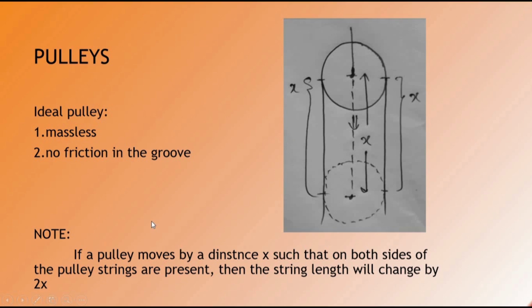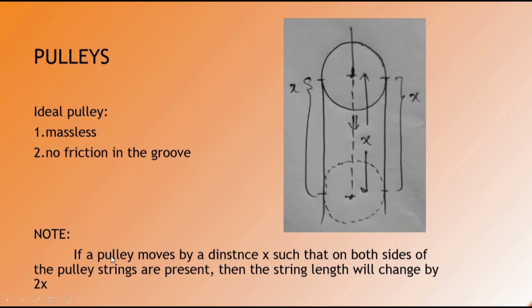Next, let's learn about pulleys. A pulley is a simple machine that is used for easy transportation of objects. In our case, we study ideal pulleys, which are massless and there is no friction in the grooves. So the thread or the rope which moves on it can move smoothly without rotating the pulley.